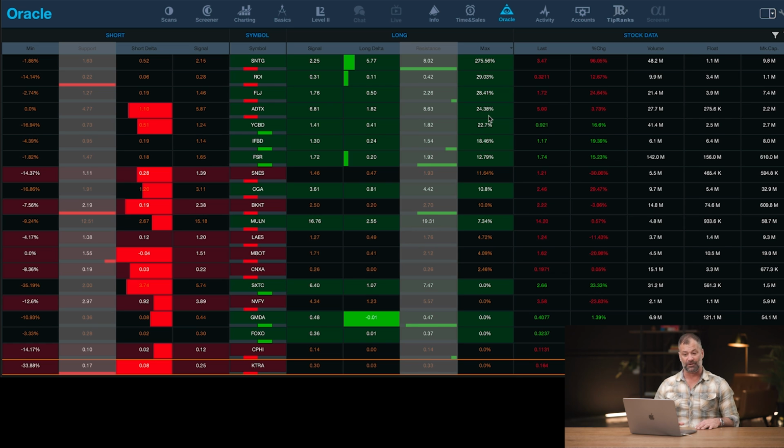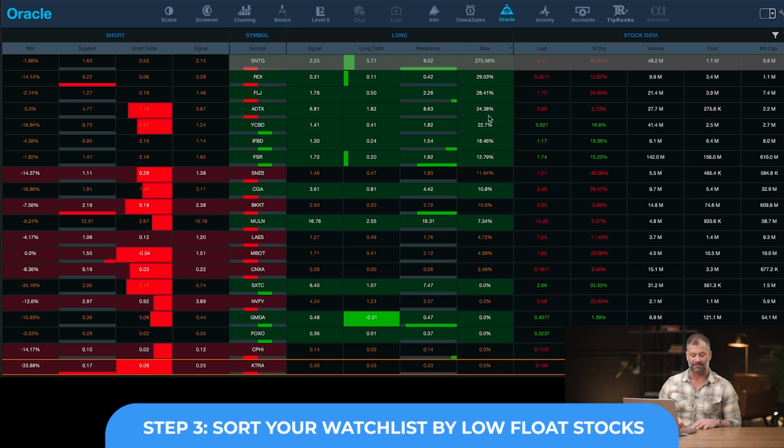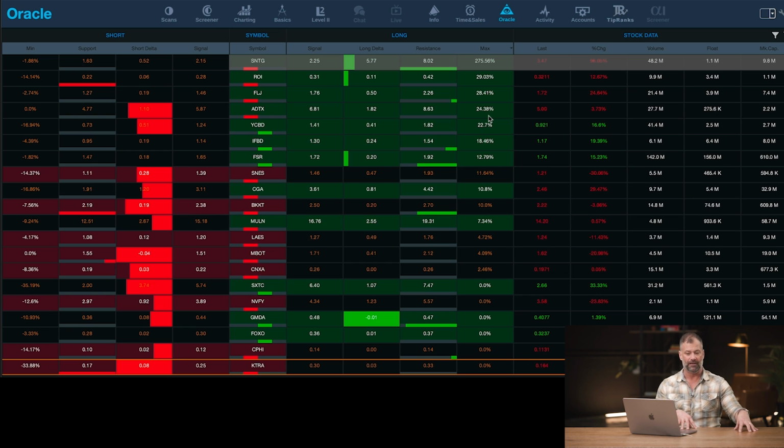It does that. You can see that it maps out all of the support and resistance levels for every single stock on the watch list. Boom, advantage number two. You've got a watch list, you've got your chart levels mapped out. Now you can sort by low float stocks. You can see the top stock, SNTG, on my Oracle: 1.1 million float, traded 50 million shares that day, and it was a 275% runner past the signal.